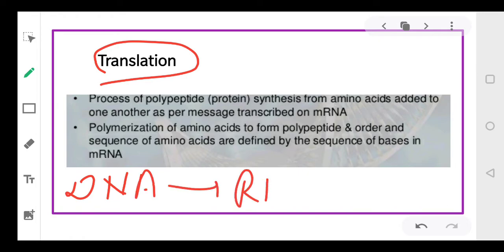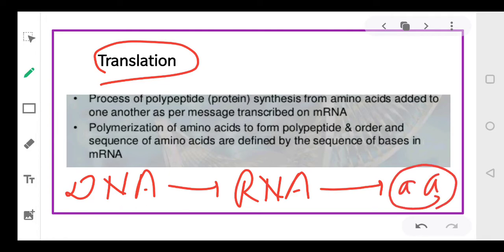And this RNA will form the amino acids. The process of forming the amino acids from mRNA is called translation. Okay, the process of formation of amino acids from mRNA is called the translation process. Now these amino acids will join together to form a polypeptide.